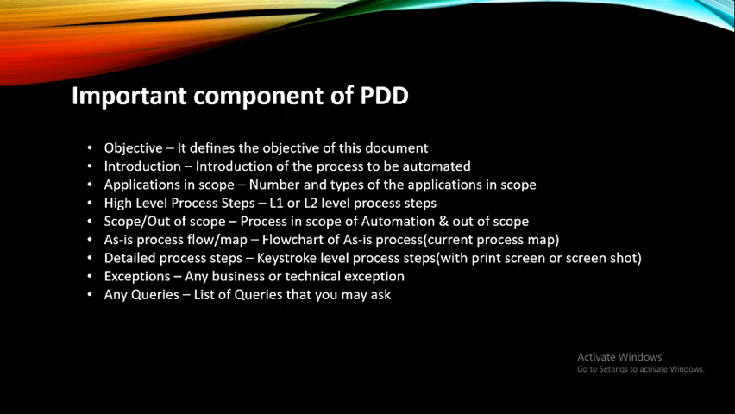So, the flowchart of the as-is process, the current process that the current business users or the SME is performing. We should create a flowchart of that right from the starting to the ending, and it should clearly show how the process is going from one step to the other step and from one application to the other application. That is very important for us to integrate the process in future.